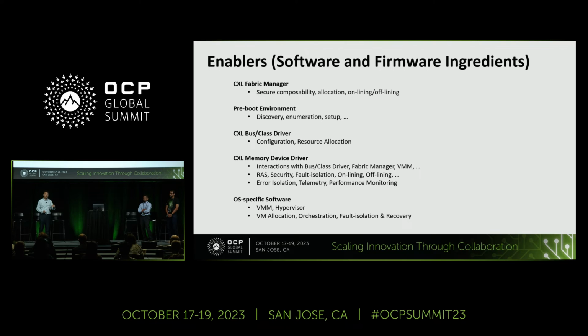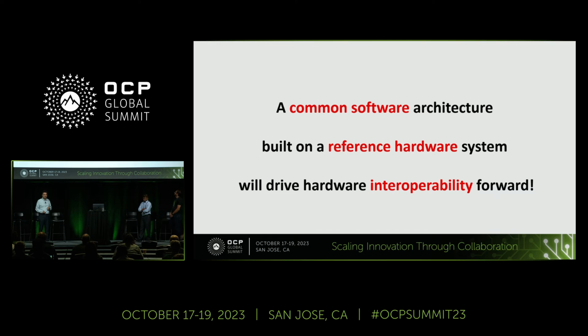For all of that, we do need a number of software elements to help us, and a number of people are working on that. CXL Fabric Manager, any kind of pre-boot environment that we need, drivers, and benchmarking we talked about. All of those things put together create an integrated system. So if we have a common software infrastructure, it creates the interoperability that we were talking about.